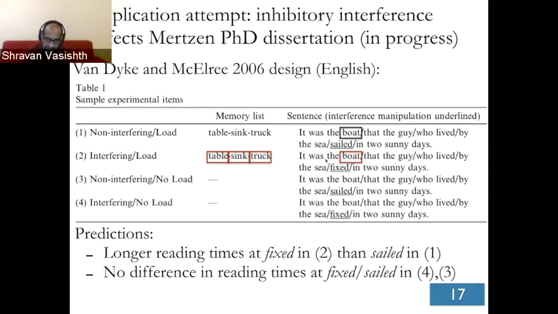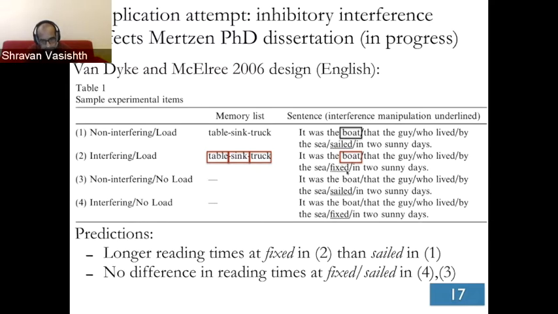So the comparison condition that she had was the second one here. What she's got here is the same 3 nouns that you memorize. You've got boat as the subject, but instead of sailed, you have fixed as the verb. And so when you read the verb fixed, you have 4 candidate items that can be fixed. So this is the situation where you should experience the fan effect and longer processing time at fixed versus sailed. That was the prediction that Julie Van Dyke made in her 2006 paper.